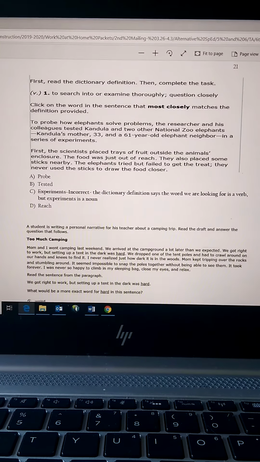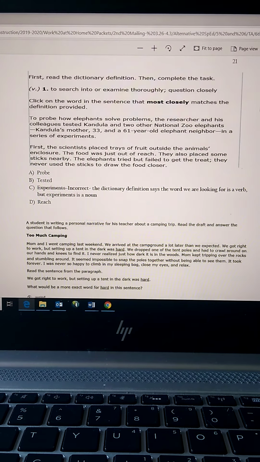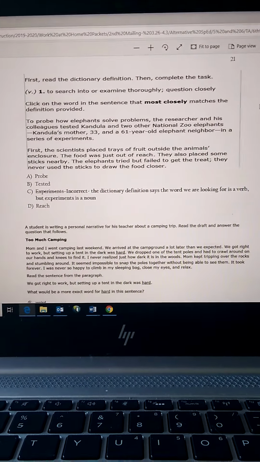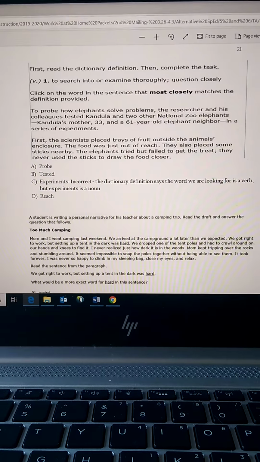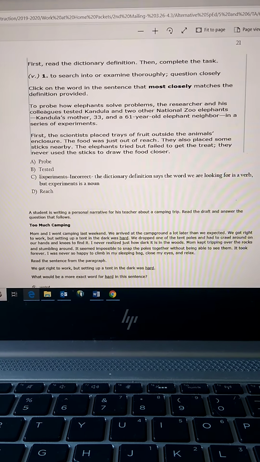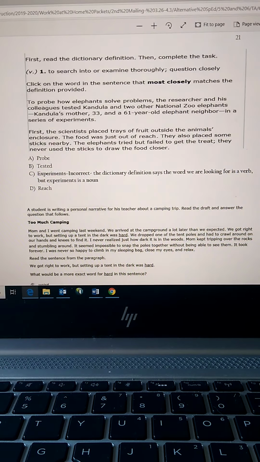First, the scientists placed trays of fruit outside the animal's enclosure. The food was just out of reach. They also placed some sticks nearby. The elephants tried but failed to get the treat. They never used the sticks to draw the closer food.